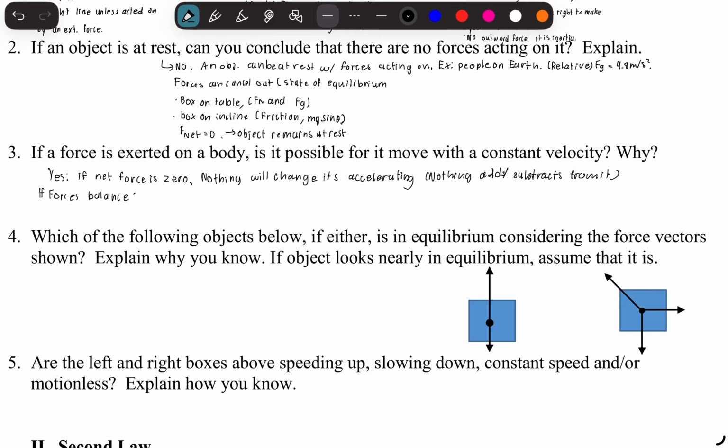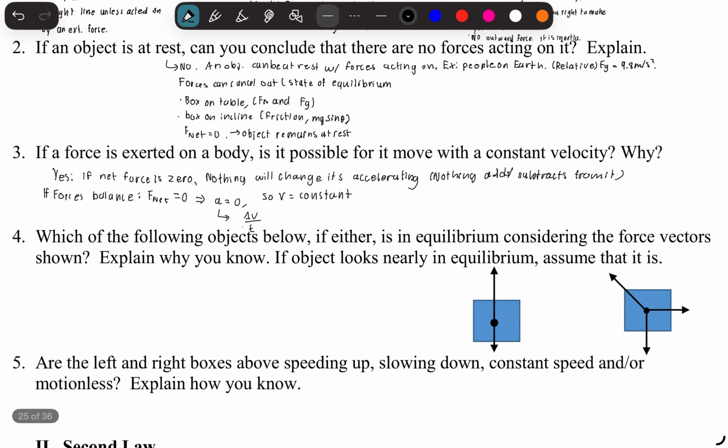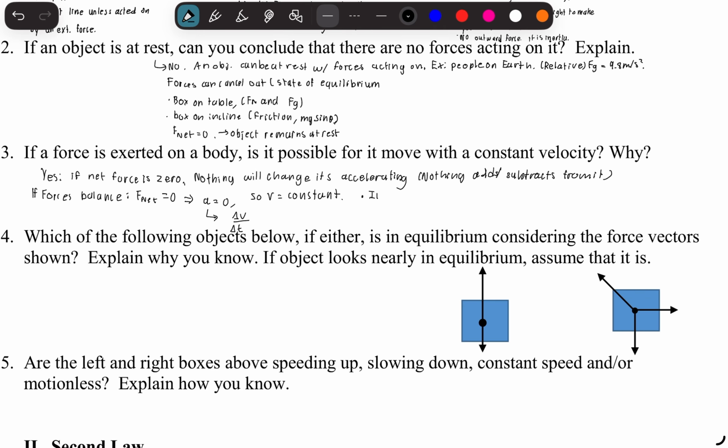If force is balanced, F net is equal to 0. Then your acceleration is equal to 0. So your velocity is going to stay constant because acceleration is equal to the change in velocity over time. If there's no change in velocity, that means it's going to be constant velocity. To contrast this, we know that if there is a single unbalanced force, then velocity changes.